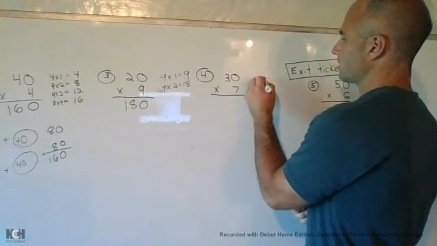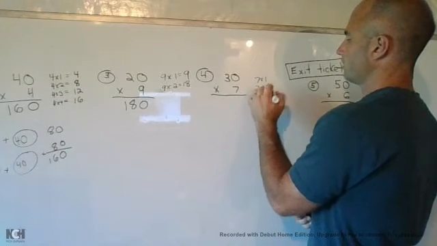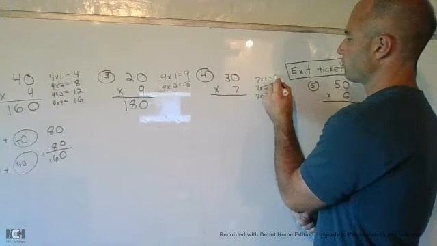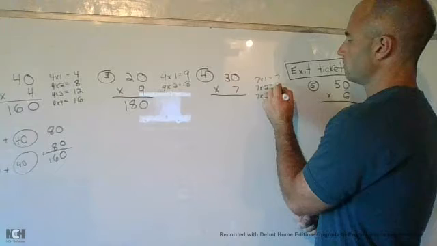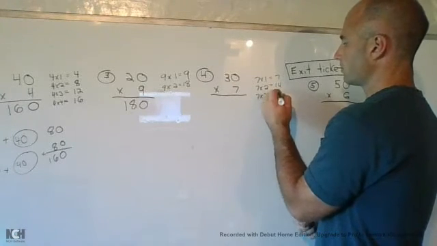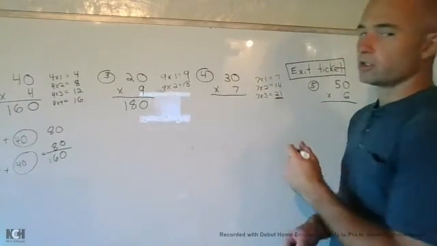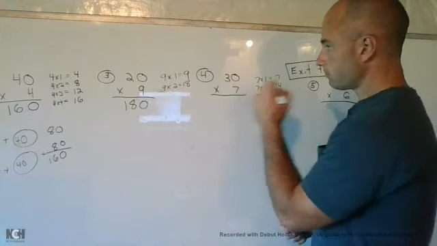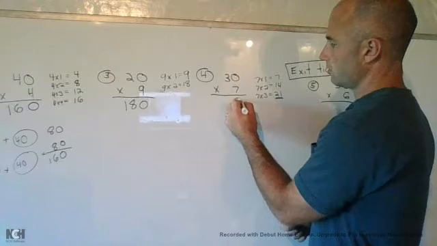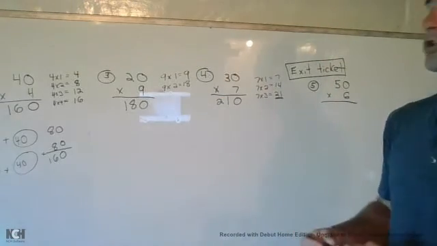So 7 times tables, 7 times 1, 7 times 2, and 7 times 3. 7 times 1 equals 7. 7 times 2 is another 7, which is 14. 7 times 3, which is another 7, which is 21. So that's the number I want to know and use, 21. So I have 0 times 7, which is going to give me 0. 7 times 3 gives me 21. Therefore, my answer is 210.